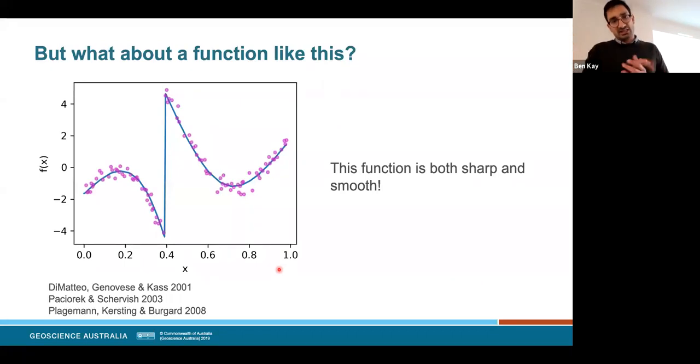But then the question arises, everything you've shown so far, Gaussian processes, kriging, it's all smooth. So what happens if you've got discontinuities in the data? And this is a horrible function if you had to fit it with any kind of geophysical method, because it's both smooth and sharp. And so how are you supposed to represent this?